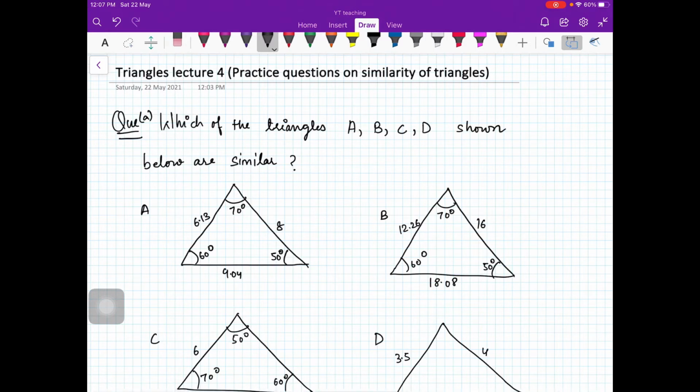So let me again tell you what similar triangles are. Similar triangles are the ones which have the same shape but they can have different sizes. Okay, now we have a question here.